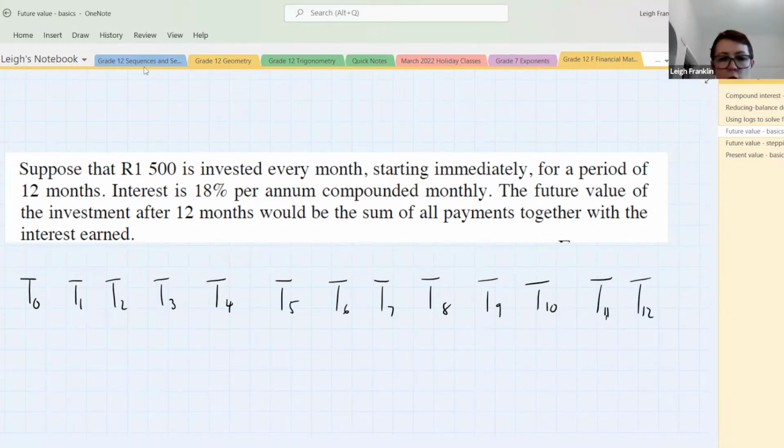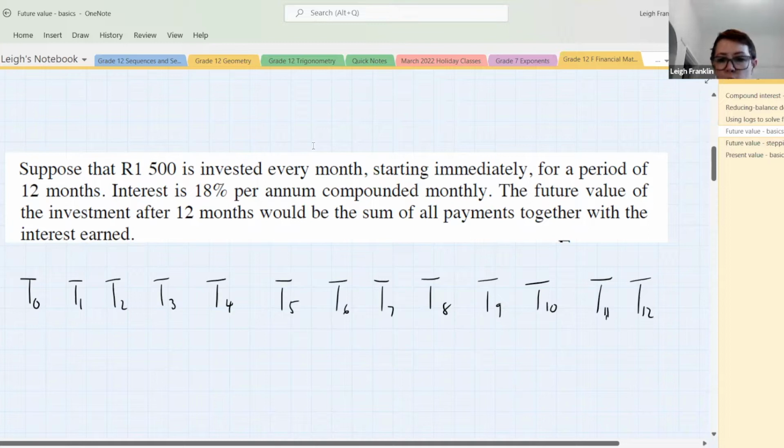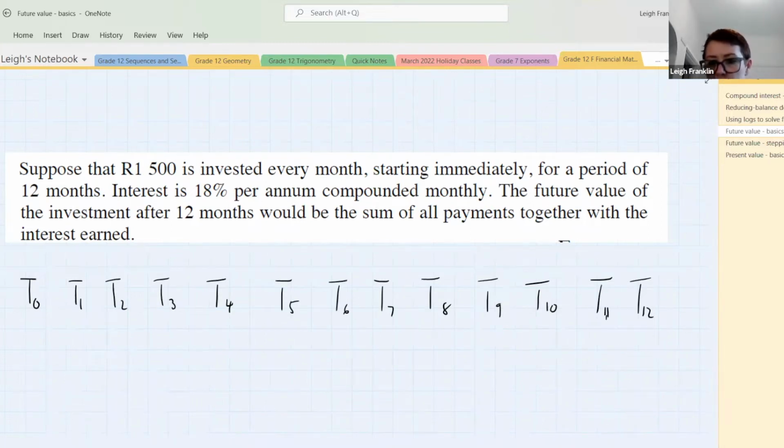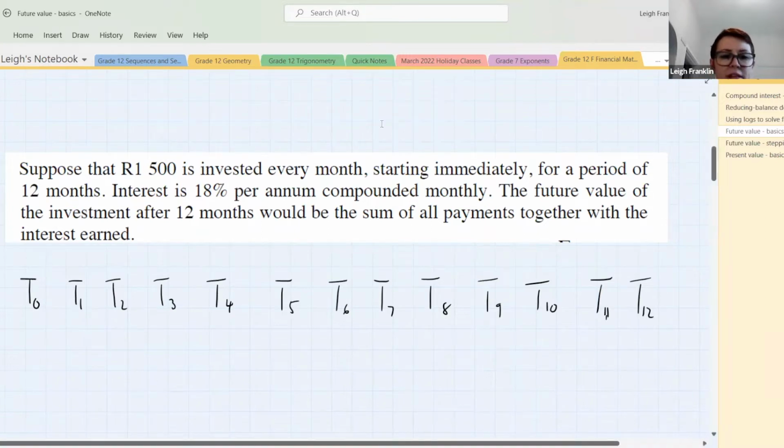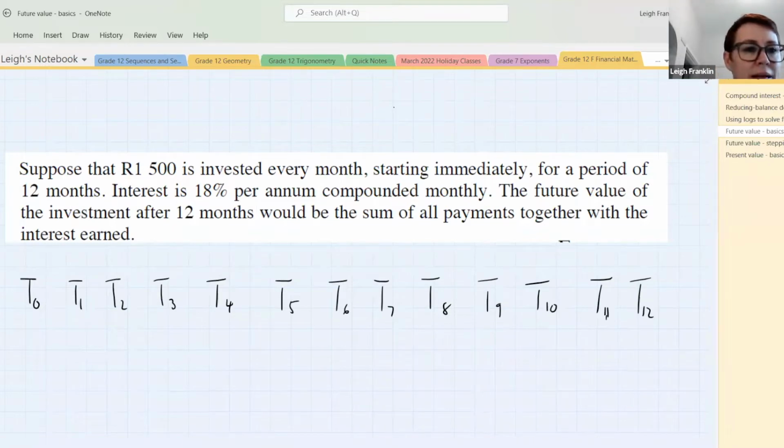All right. So from T0 all the way to T12. When they say to us that 1,500 Rand is invested every month starting immediately, the words starting immediately mean that there is a payment at T0. In other words, there is a payment of 1,500 Rand here and here and here and here, and every single month there's a payment of 1,500 Rand into this account as follows.